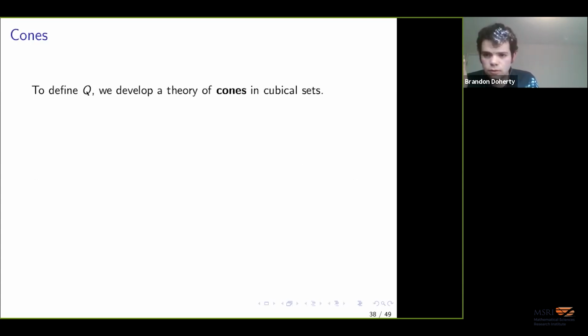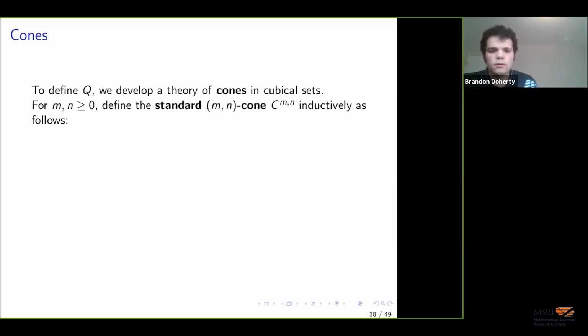So we have seen Q before. In Chris's talk on Monday, it was mentioned as the straightening over the point functor. But in the paper, we develop it using a theory that we develop of cones in cubical sets. So I'll explain what that means. There's a family of cubical sets that we call the standard M,N cones for M and N greater than or equal to 0. And we think of the M,N cone as a cone that we get by starting with an M cube and then taking cones on it N times.